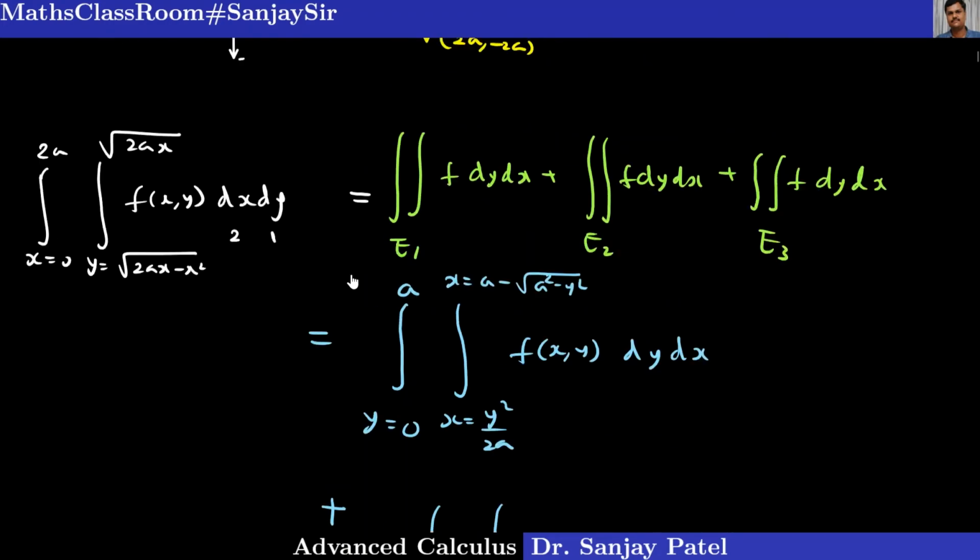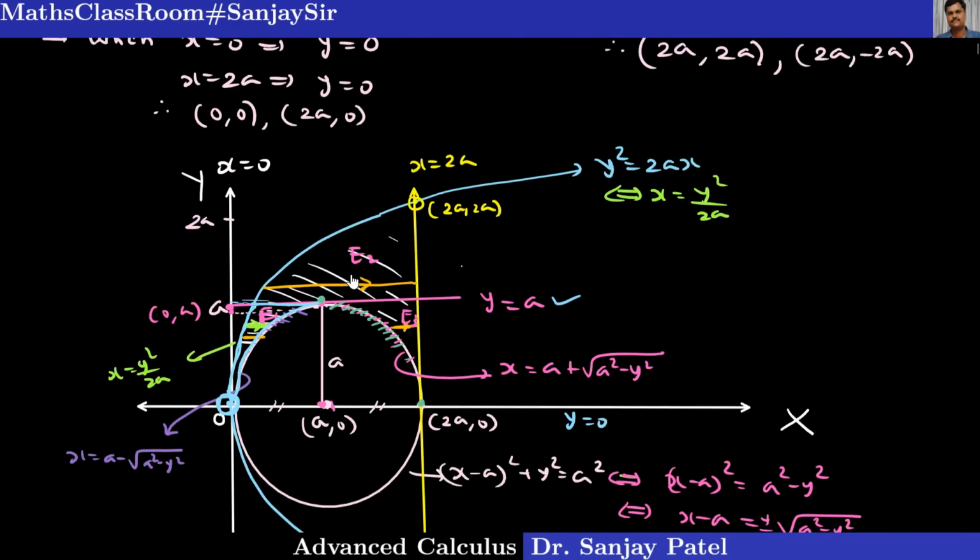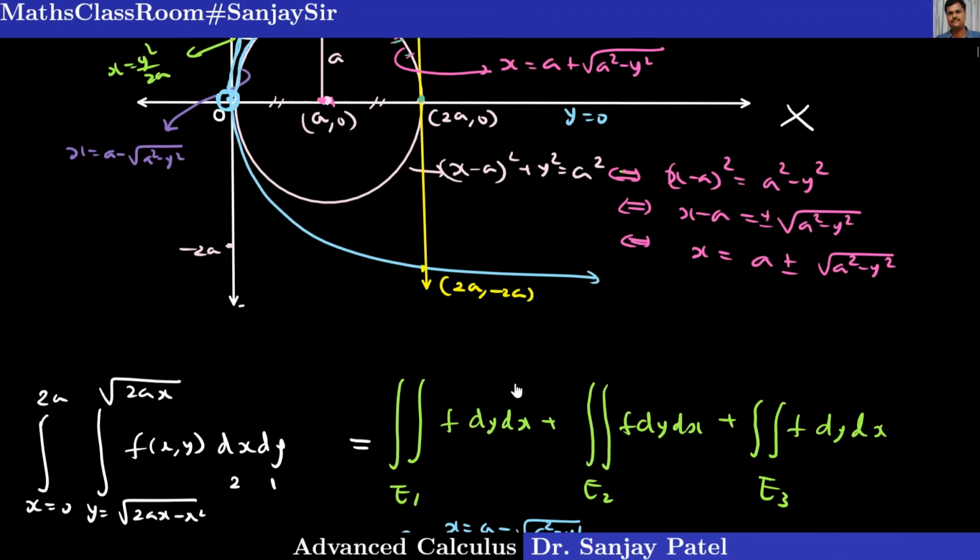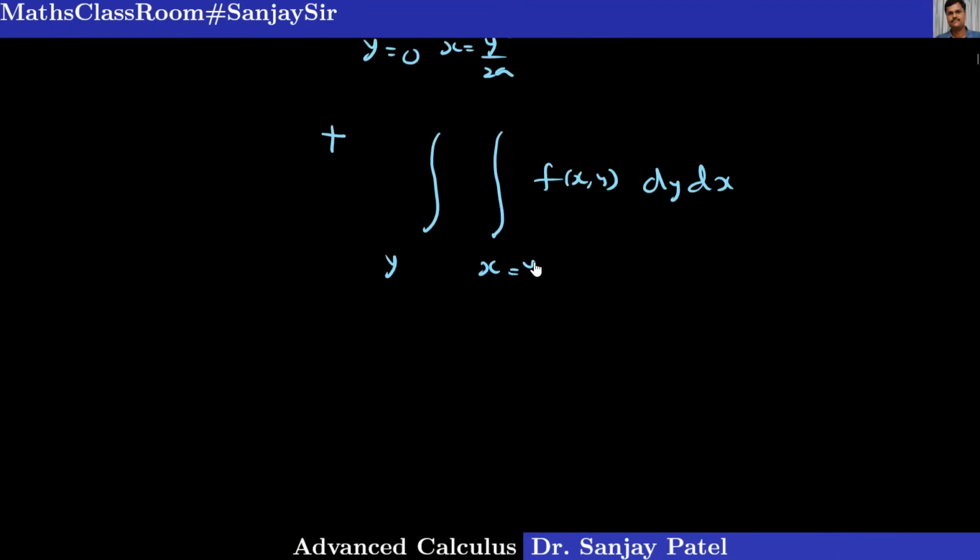So for E2, we take a straight line parallel to the x-axis, this is E2 here. On this straight line, the left-hand curve is again this parabola, which is already written here, x equal to y square by 2a, and the right-hand curve is x equal to 2a. So it is very simple, x equal to y square by 2a and x is equal to 2a.